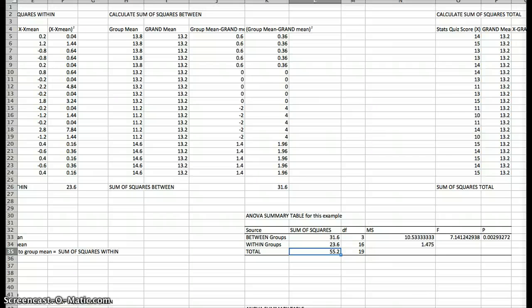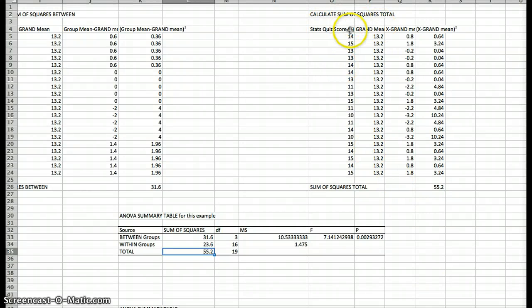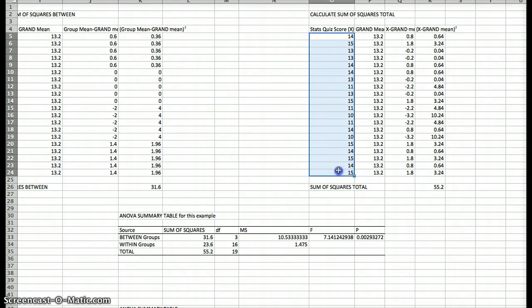Now, because I know you're very critical thinkers, we're just going to calculate the total sum of squares really quick, just to show that if we calculate it, we actually get 55.2 as well. How do we get the total sum of squares? That's by taking the individual scores for each person, 14 points for person 1, 15 points for person 2, and then we use the grand mean as our average. So for the overall variation, the total variation, we want to know how much do people vary around that big mean? How much do they vary around the average?